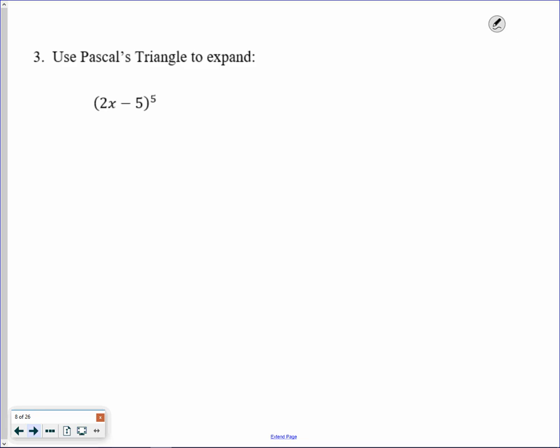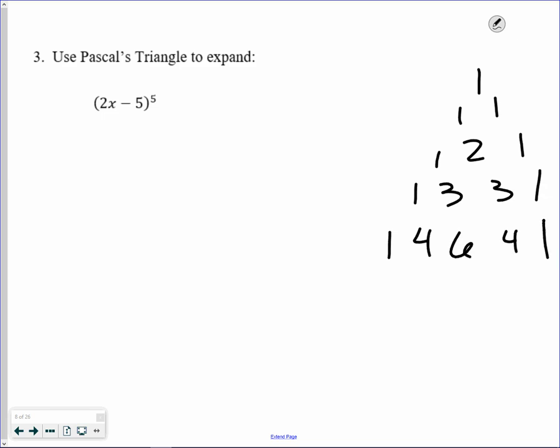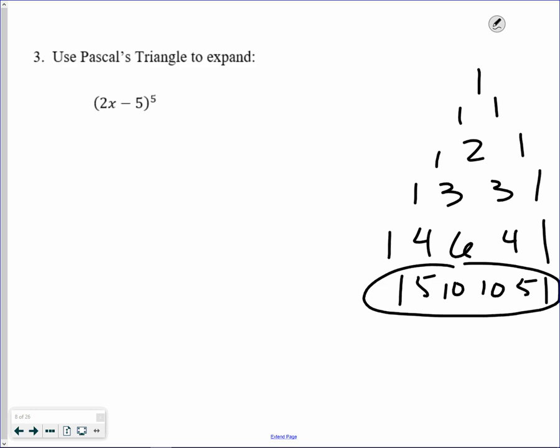Pascal's triangle. On the test, it will have Pascal's triangle written for you. So this would be given to you. Now, I'm trying to find a binomial to the 5th power, which means I will use the 5th row of Pascal's triangle. So I'd have a 1, a 5, a 10, a 10, a 5, and a 1, and I realized I kind of ran out of space, but those are the terms that you would need.